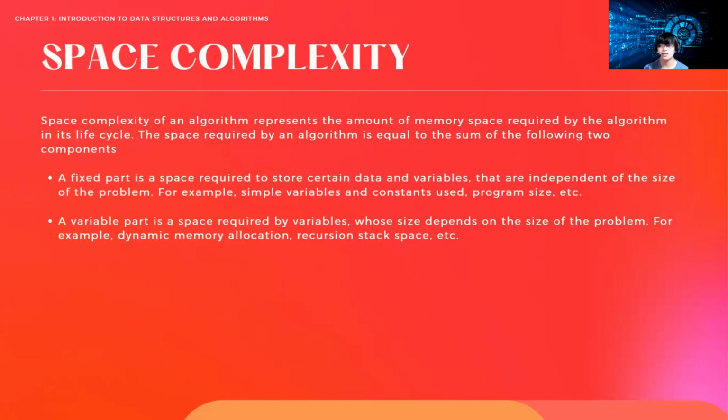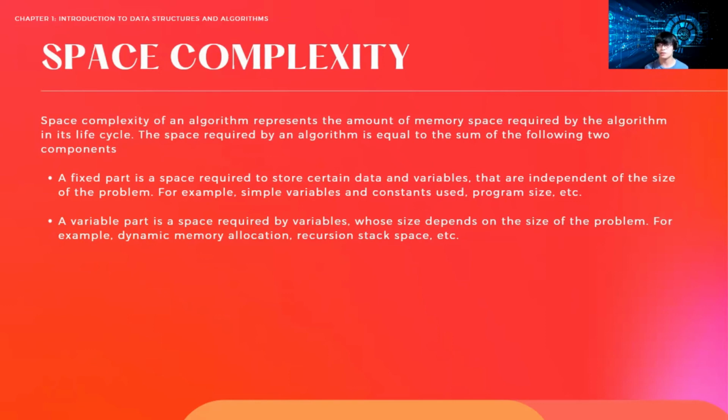Okay, when we say space complexity, it represents the amount of memory space required by the algorithm in its life cycle. The space required by an algorithm is equal to the sum of the following two components. First, a fixed part. This is the space required to store certain data and variables that are independent of the size of the problem. For example, simple variables and constants used, program size, and so on.